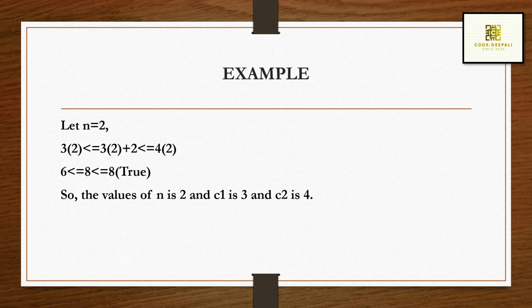So let's see another value of n. If n is equal to 2, then 6 is less than or equal to 8 is less than or equal to 8, which is true. So the value of n is 2 and c1 is 3 and c2 is 4.